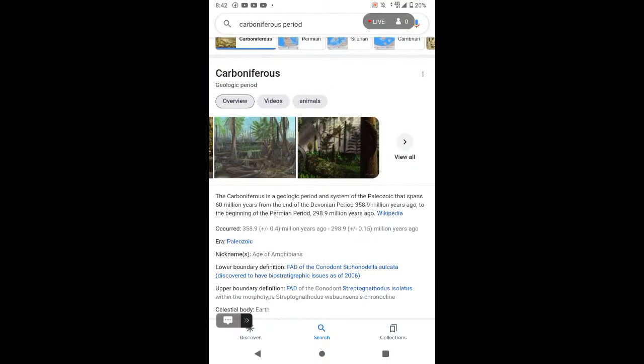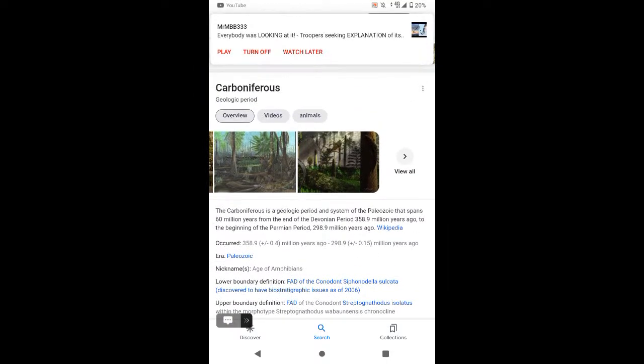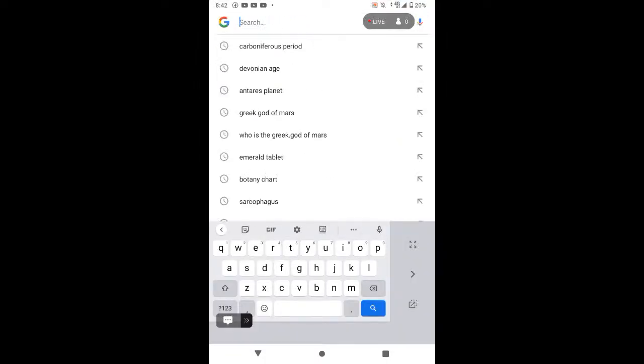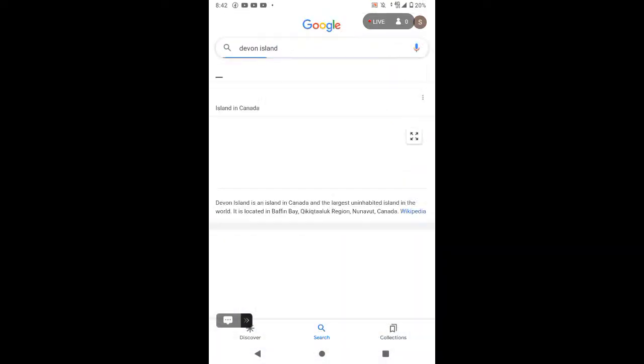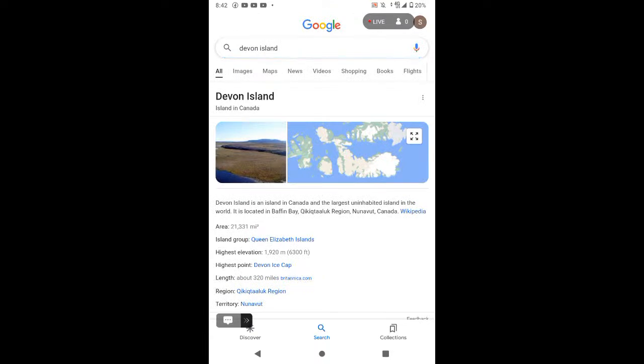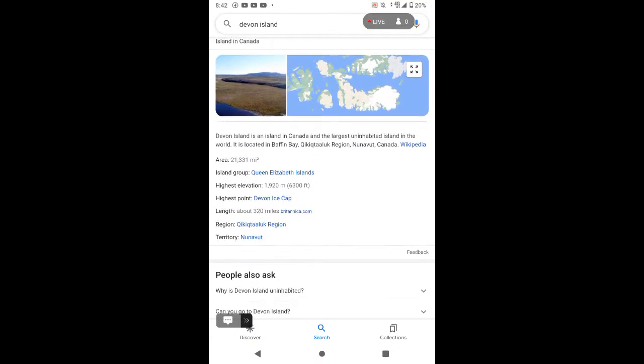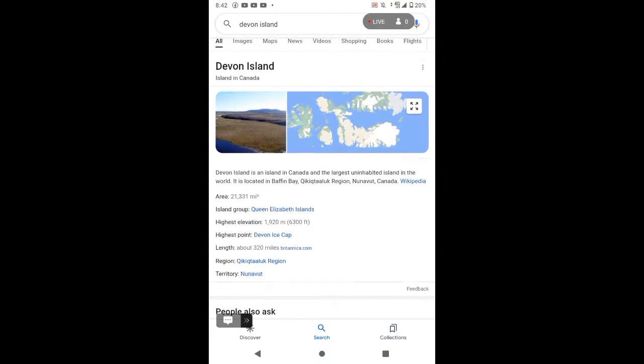So the Devonian people, right? The Devonian people are from this island. They're from this island, right? Devon Island is an island in Canada and is the largest uninhabited island in the world. It is located in Baffin Bay, right? This is where the highest point, Devon ice cap.